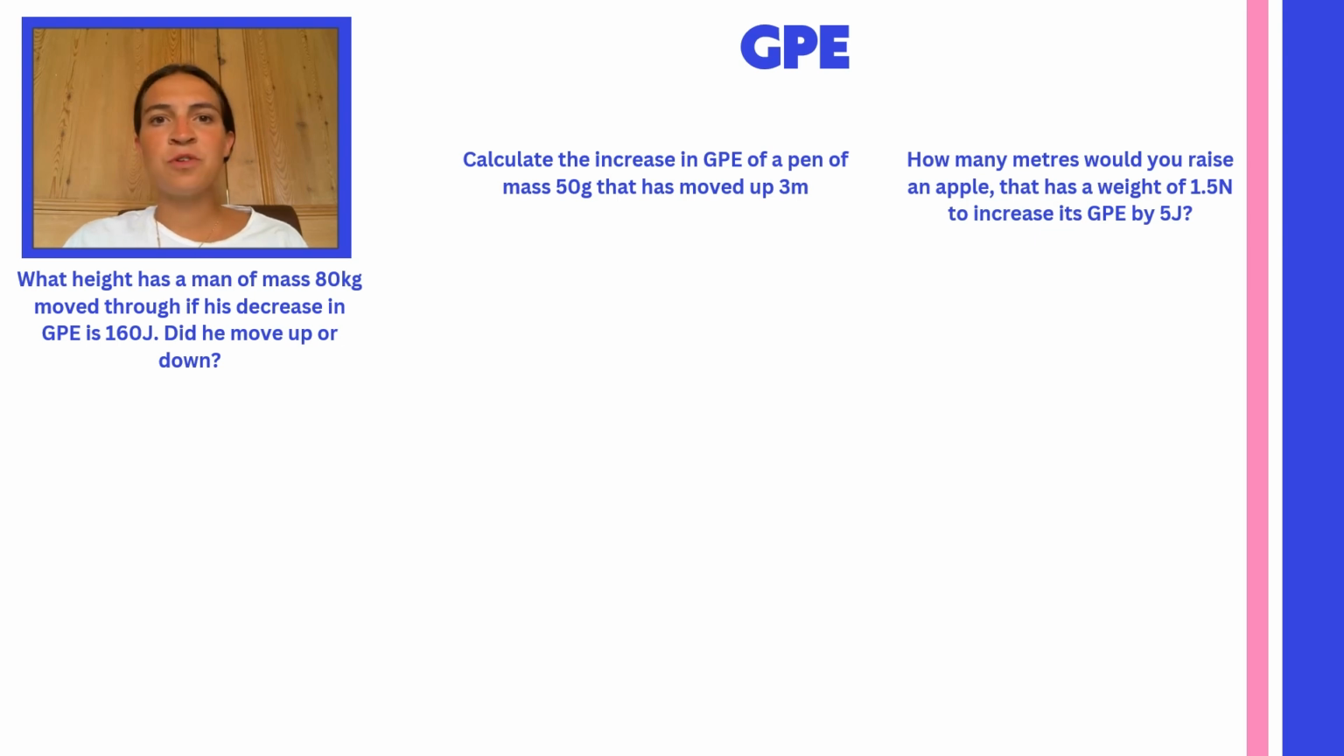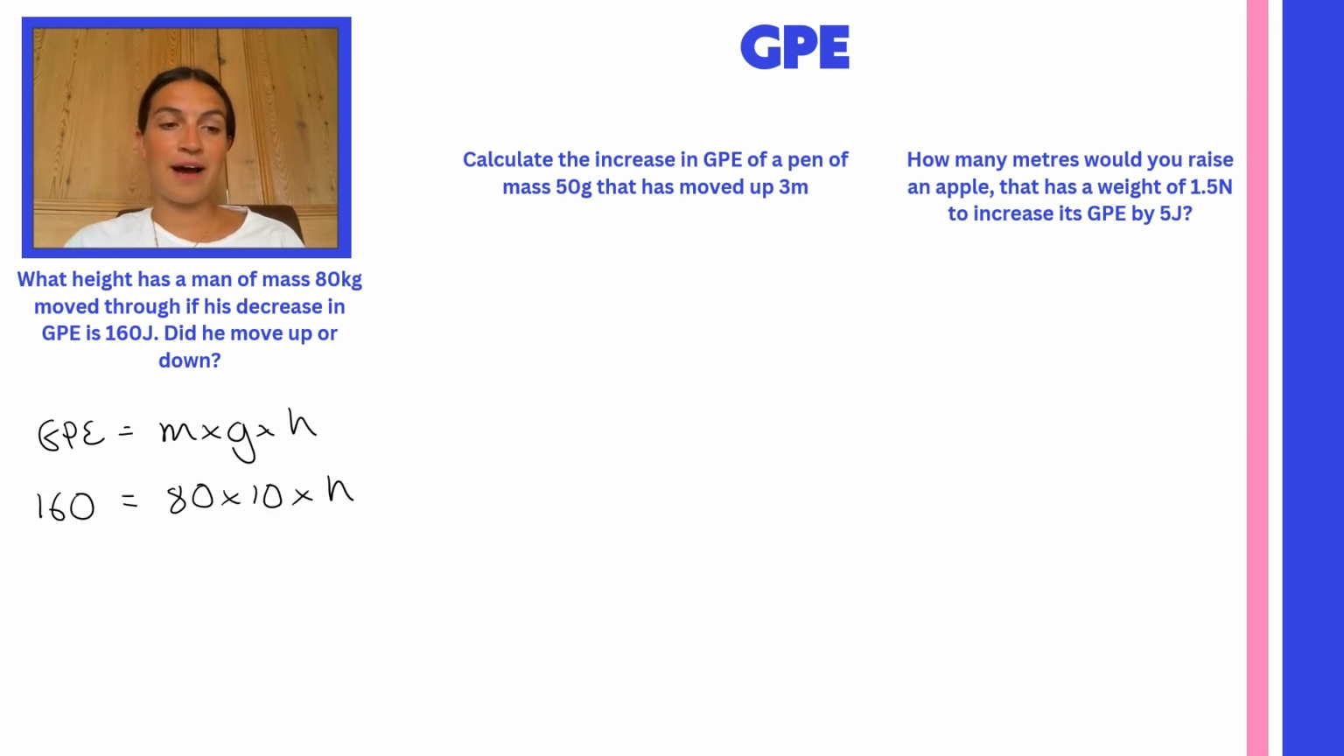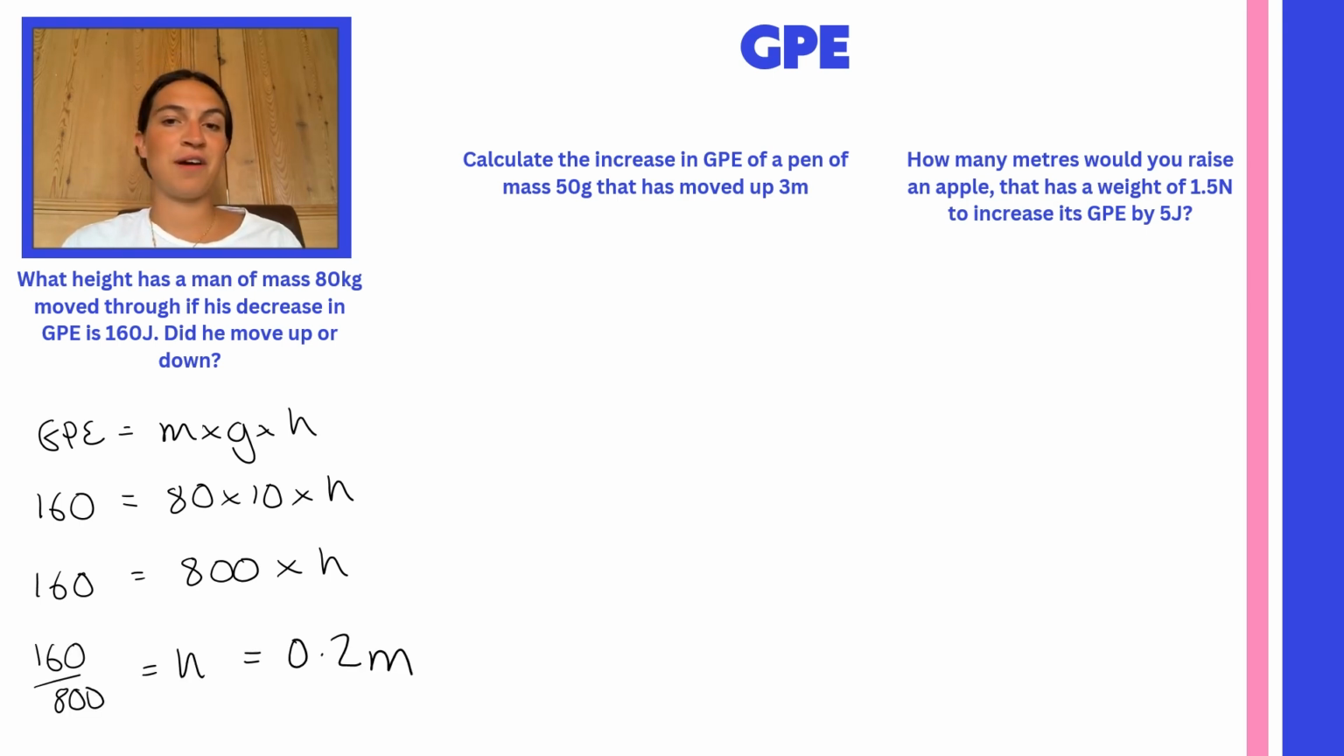So, as always, we want to start with our equation. Gravitational potential energy is mass times g, which on Earth we need to know is 10, times height. So, putting in the numbers from the question, we have 160, our GPE, equals mass 80 times g 10 times h. So just to simplify that right-hand side, I get 160 equals 800 multiplied by h. And then if I divide through by that 800, I get my height to be 0.2 meters.